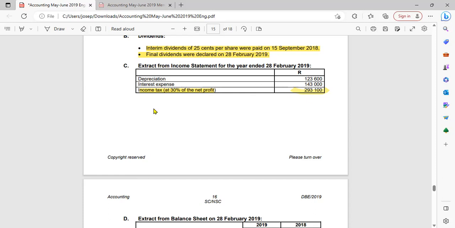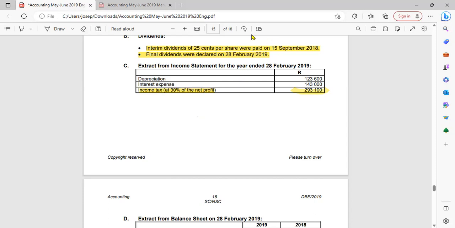293,100 multiplied by 70 divided by 100. And guys, remember, what we need we put on top, and what we have we put on the bottom. So I need 70% and I have 30%. So I'm just going to say 293,100, which is 30%, multiplied by 70% that I need, divided by 30% that I have.